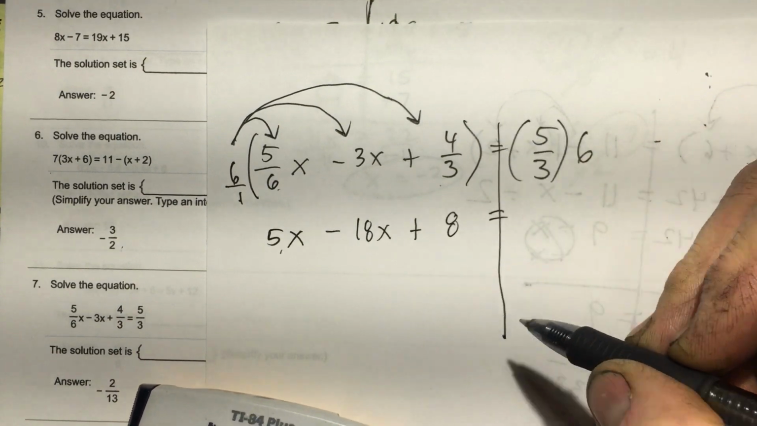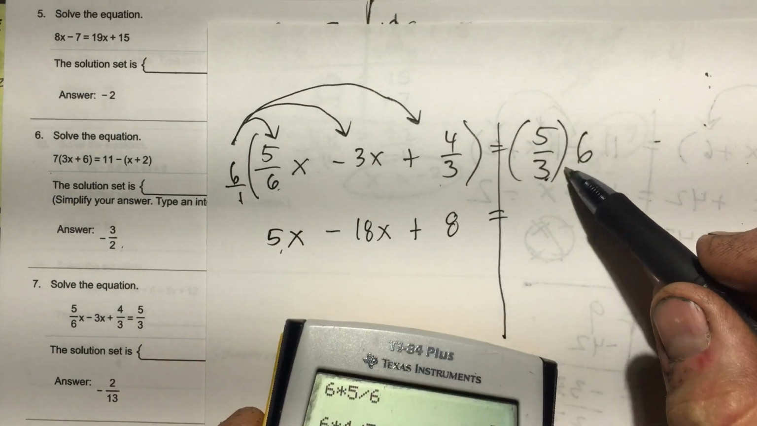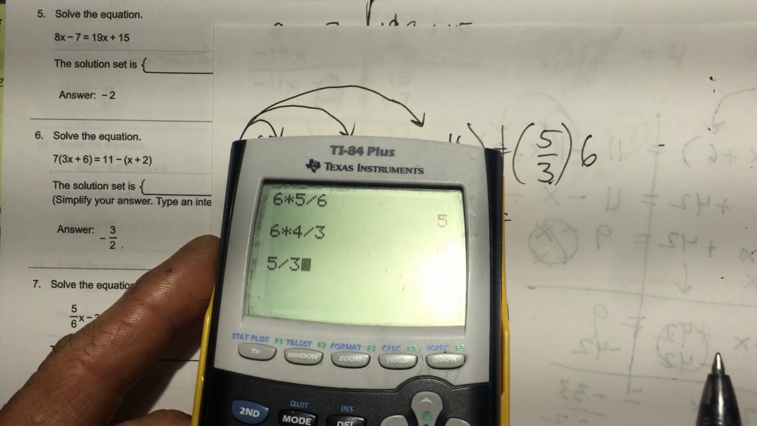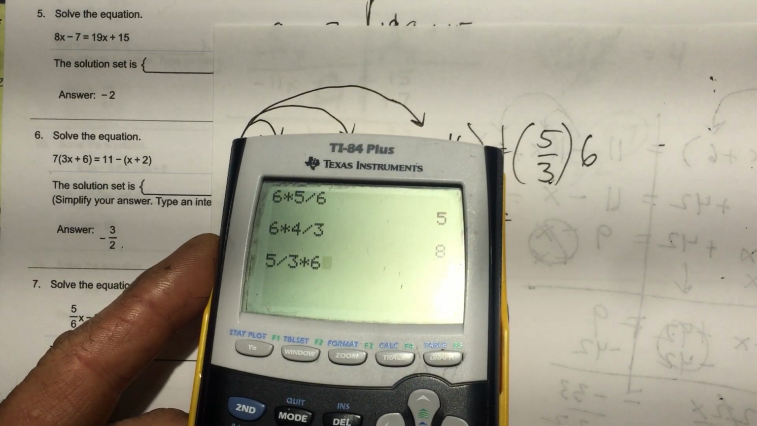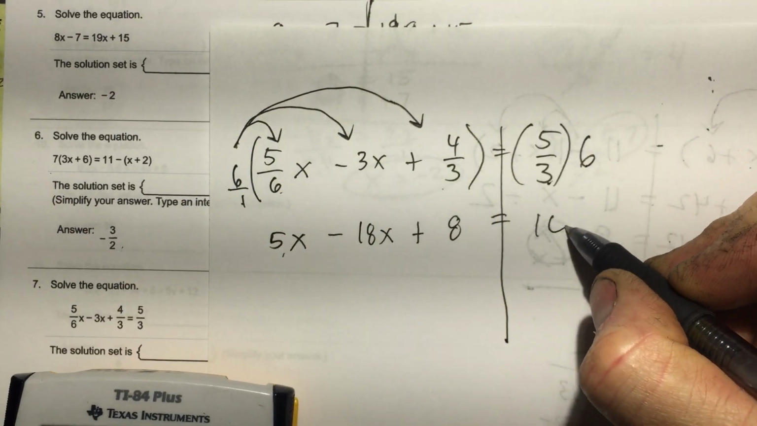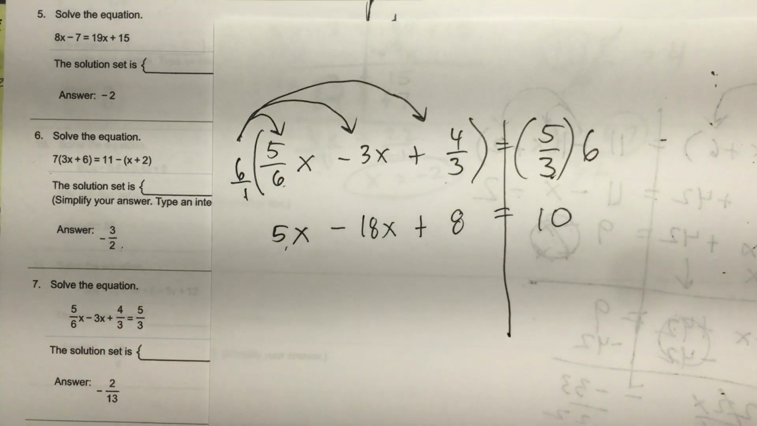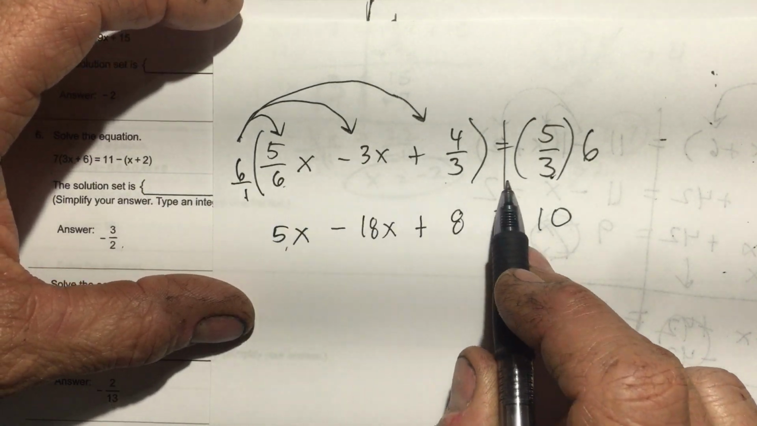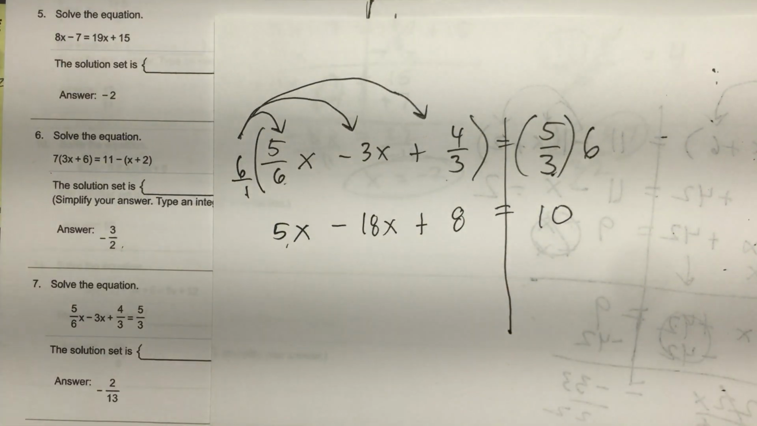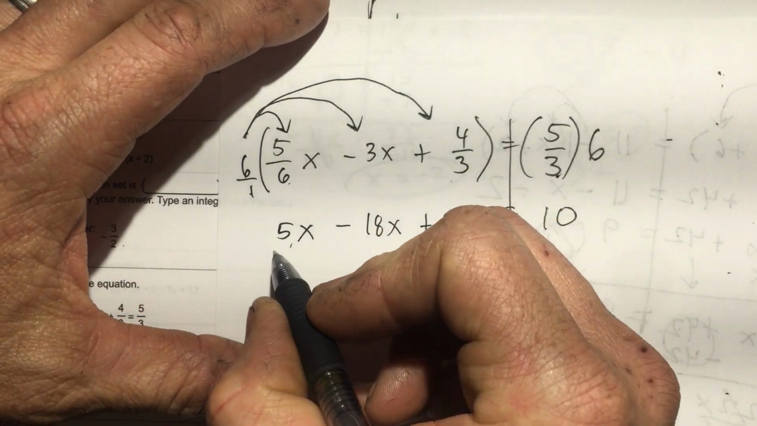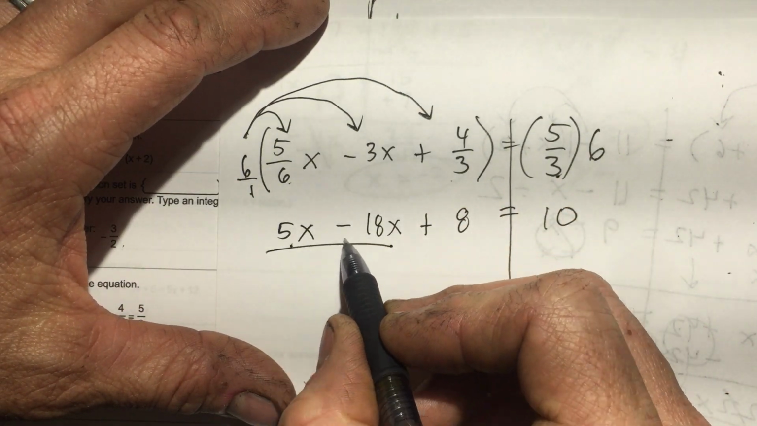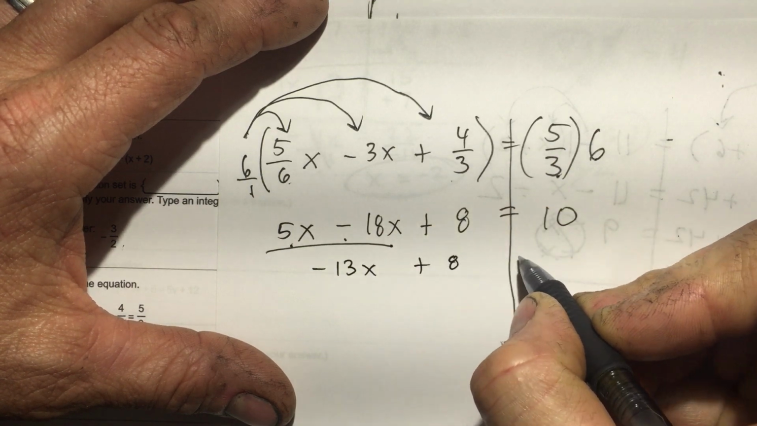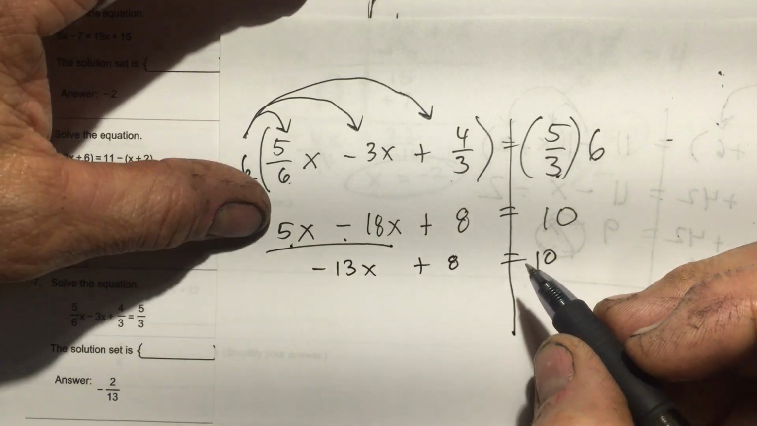Here's my equals right there, my separator line. Over here, 5/3 times 6. All right, 5/3 times 6. 10. There you go. And now all our fractions are gone. So that's the thing to do here. Multiply by whatever your common denominator is, and then voila, all your fractions are gone. Now we have like terms right there. 5x's minus 18x's will be negative 13x's plus 8 equals 10.